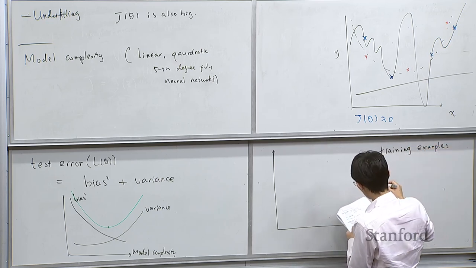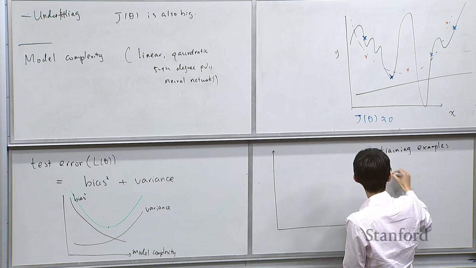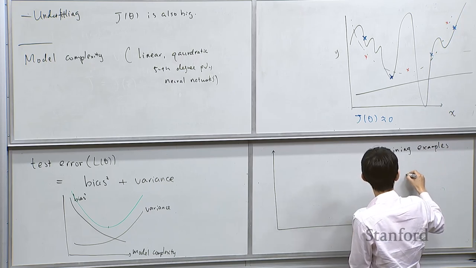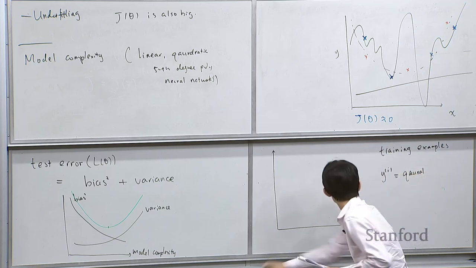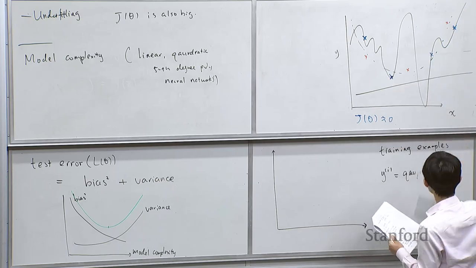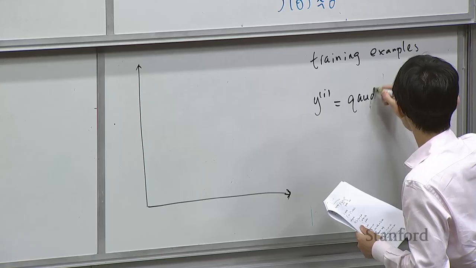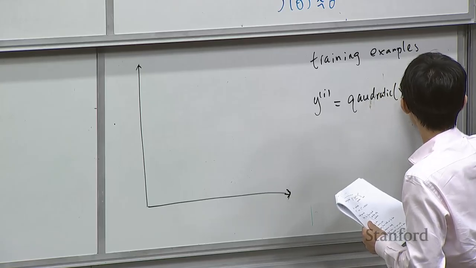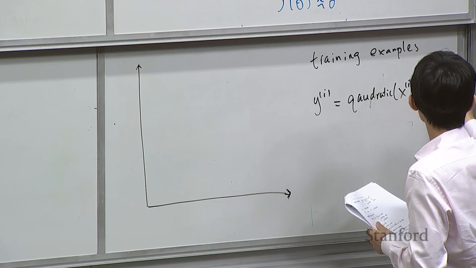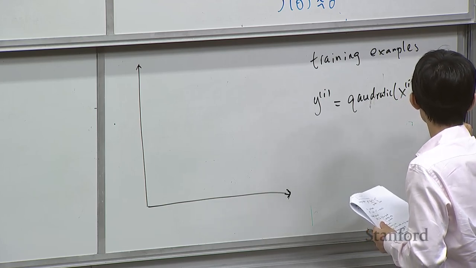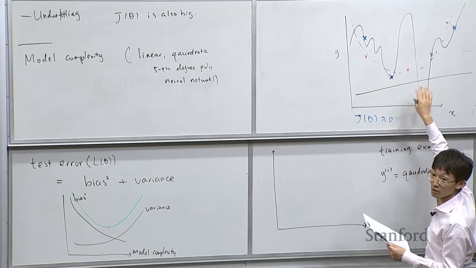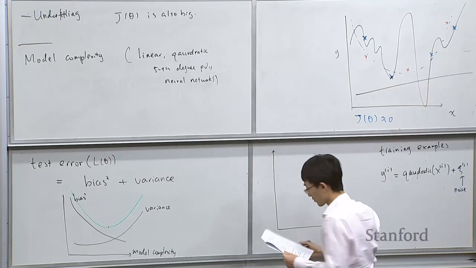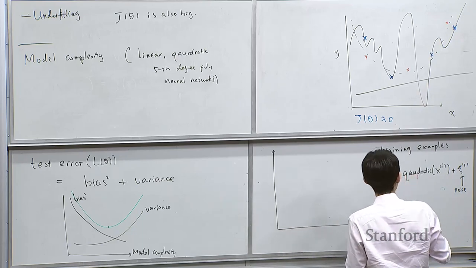And these training examples are something like y_i equals a quadratic function of x_i, plus a little bit of noise. This is a small noise. So that's why these blue points do not lie exactly on the quadratic; there's just a little bit of fluctuation.